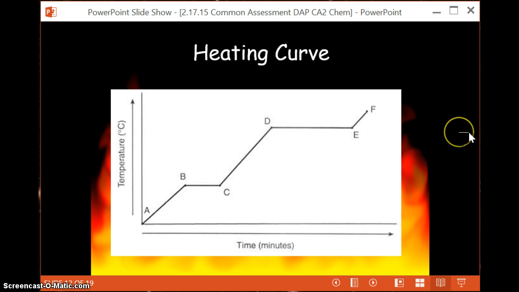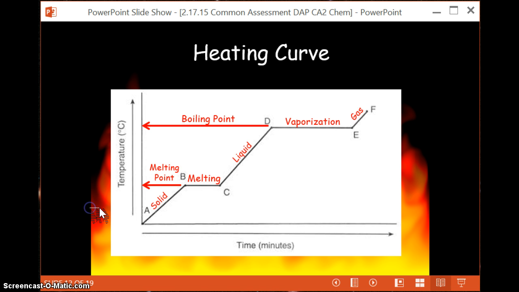All right, heating and cooling curve. Remember, a heating curve starts as a solid and works its way up. So it goes from like solid to melting to liquid to vaporization to gas. This is your melting point and your boiling point. More importantly, I want you to label where the kinetic energy is changing and the potential energy is changing. I'll give you 20 seconds. Label on the graph where the kinetic energy is changing and the potential energy is changing.